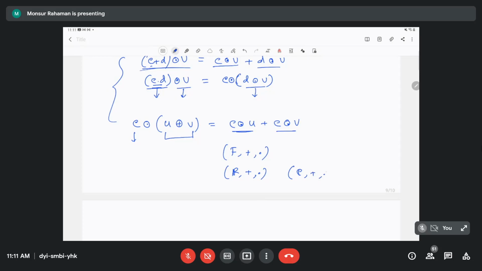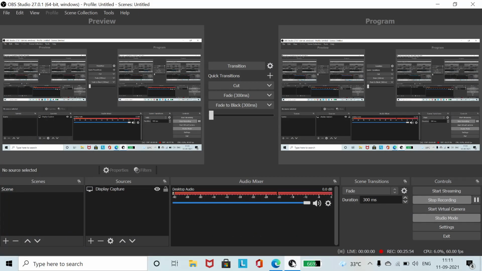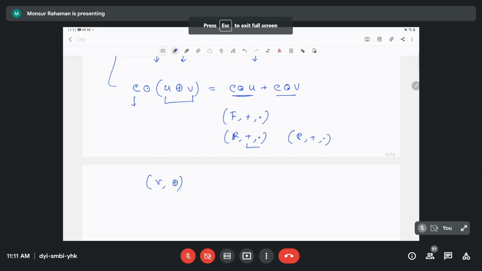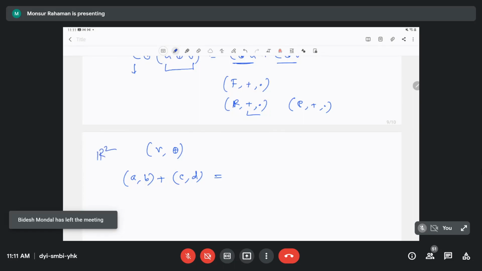It is a complex number or real number. So plus or dot has the natural meaning of what you know, addition and multiplication. But for vectors, this is different. It will depend on the structure. Like if you take the vector a plus b and cd for R2, how are you going to add them? This is a new structure.